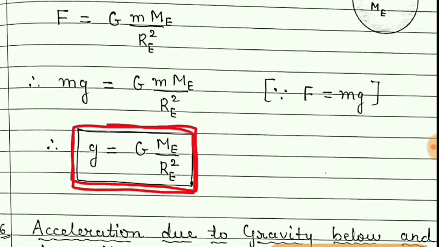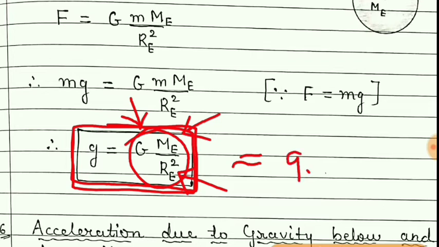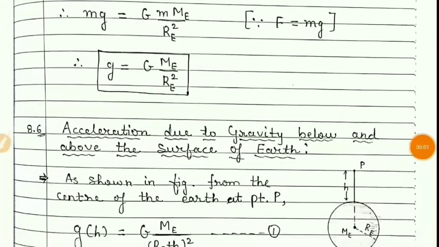So this is the formula for the acceleration due to gravity on the surface of the earth. And we know the value of capital G, the mass of the earth is known, as well as the radius of the earth. So if we put all these constants, we will get the value of small g equal to 9.8 meter per second square approximately. So students, remember this formula. This is the formula for acceleration due to gravity on the surface of the earth.